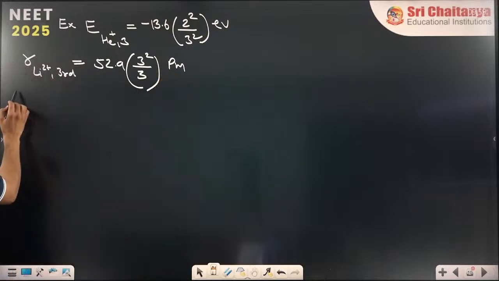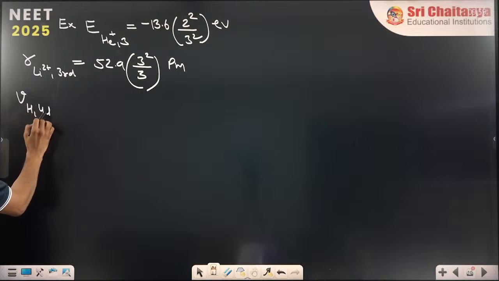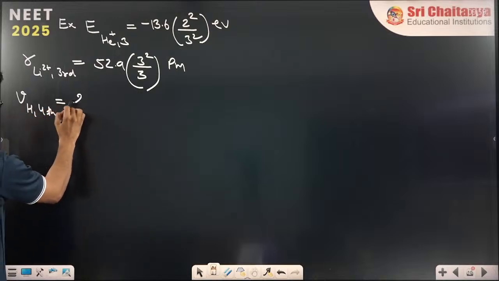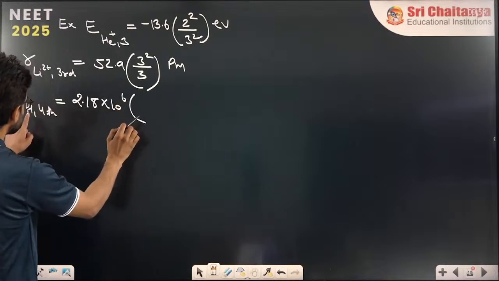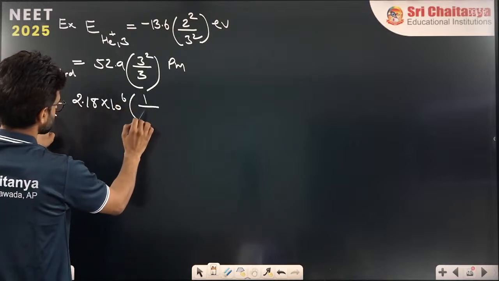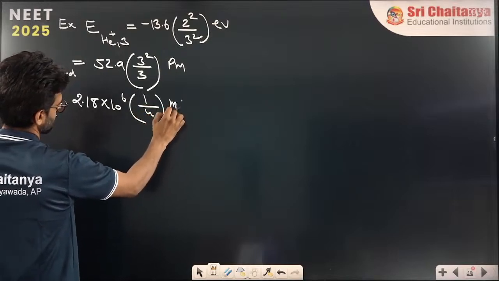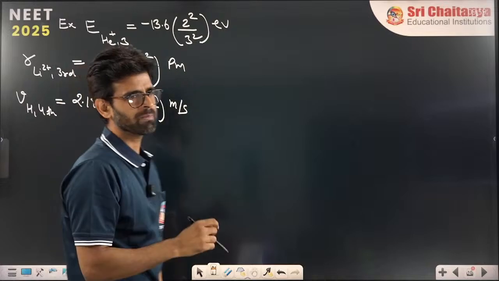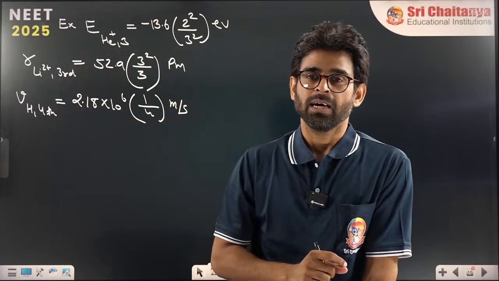And if I am saying, please find the velocity of the hydrogen atom's fourth shell, I will apply the formula 2.18 × 10 to power 6 Z by n, where n is fourth, in meter per second. So very many times they ask this question. Simple question, right?